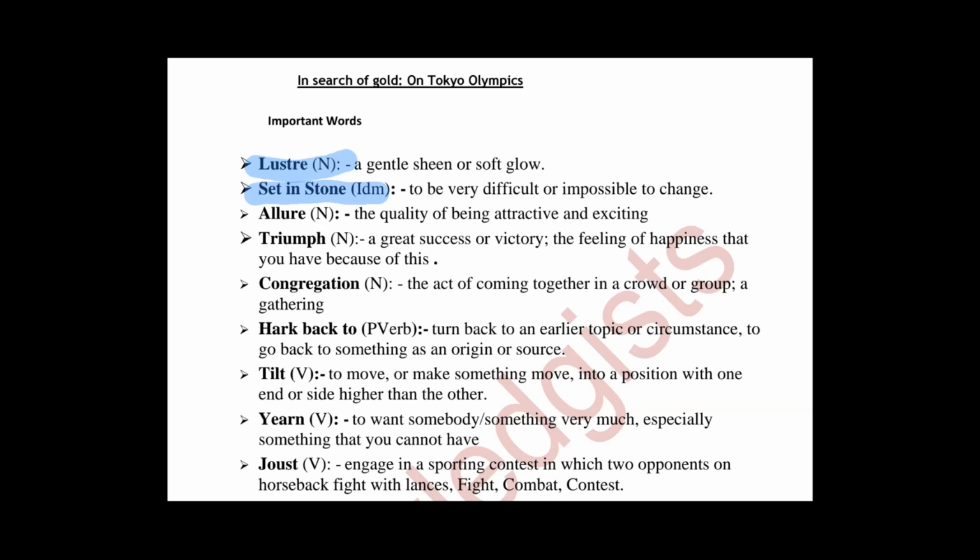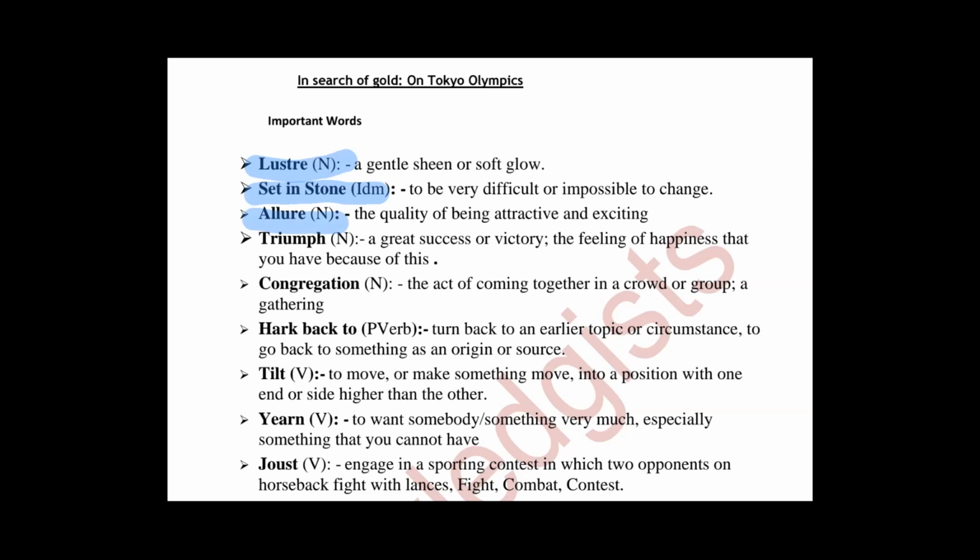Then the third word is allure. Allure is a noun. It means the quality of being attractive and exciting. Allure means to attract somebody. So the synonyms are attraction, lure, glamour, and the antonyms are repulsion, unpleasantness, offensiveness.